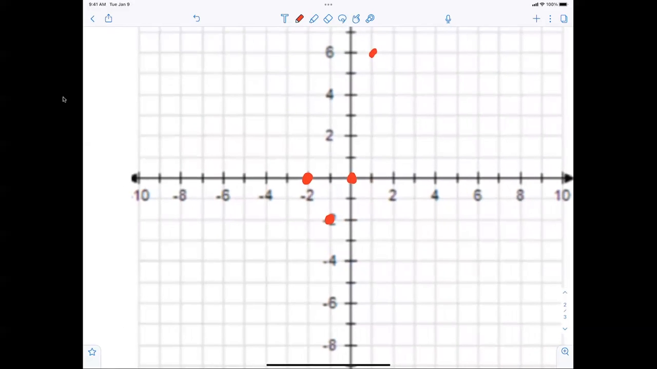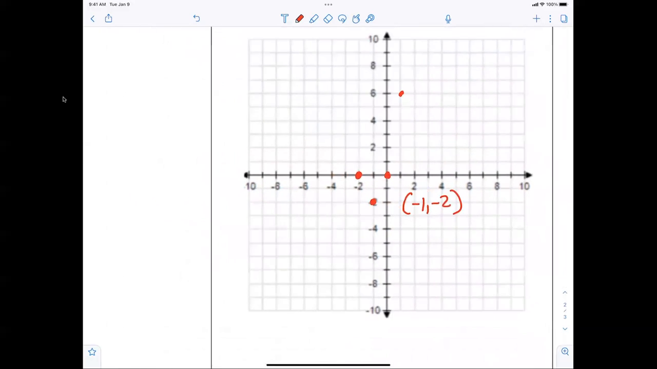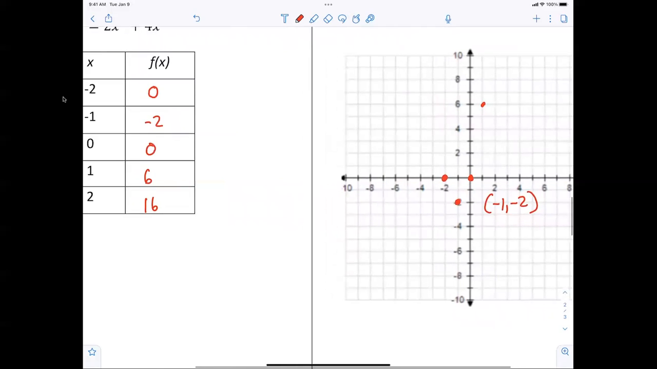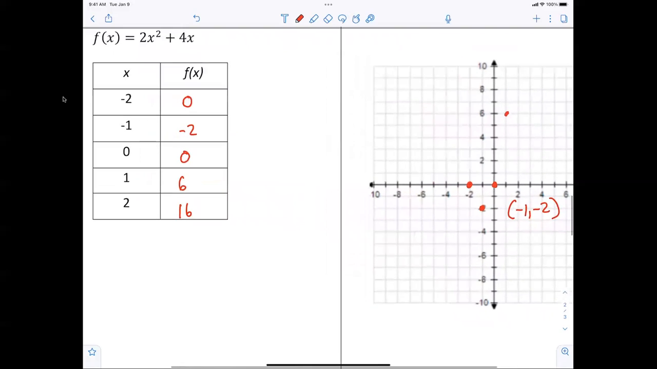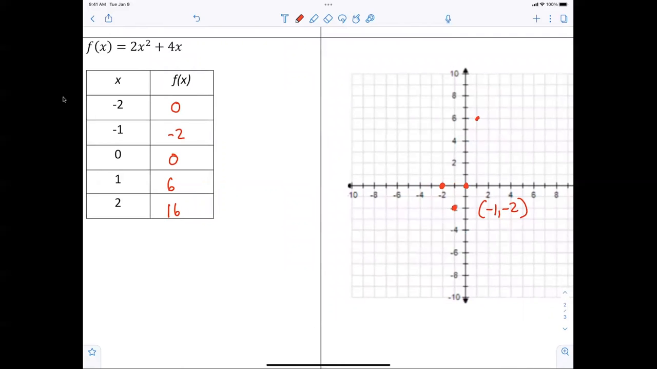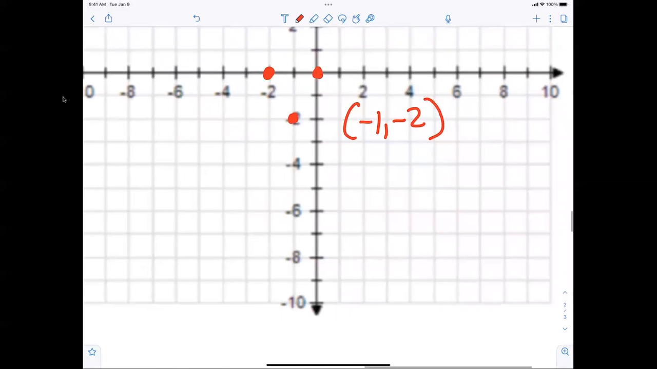So from these dots right here, can someone tell me what they think the vertex is? -1, -2. Molly, good for you. Where did you get a 6? Oh, never mind, I thought there was a 2. All right, look carefully. Someone tell me now, the vertex.